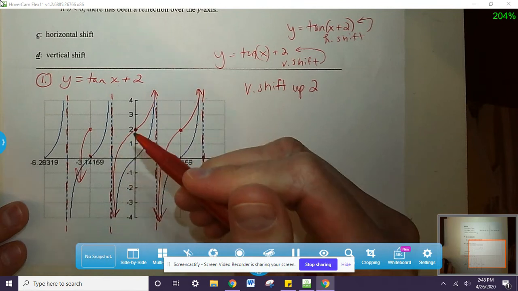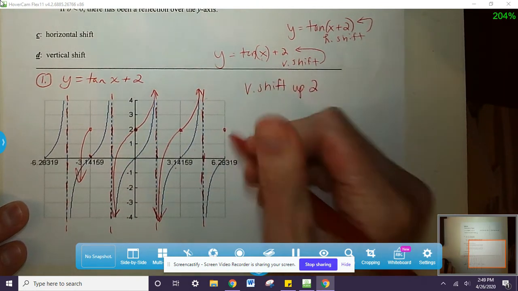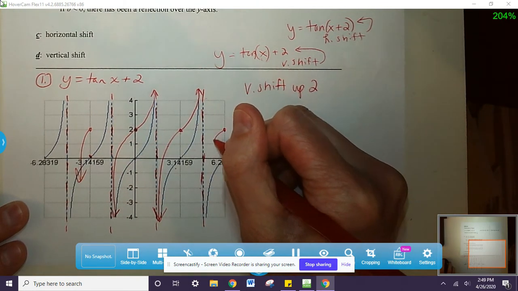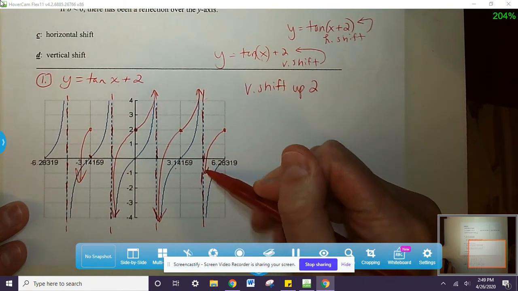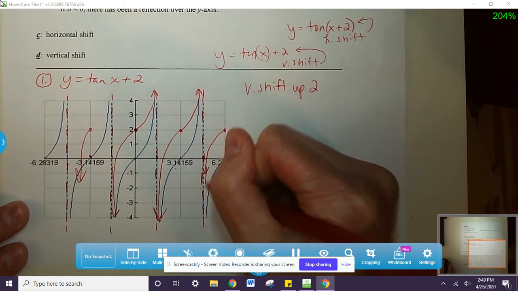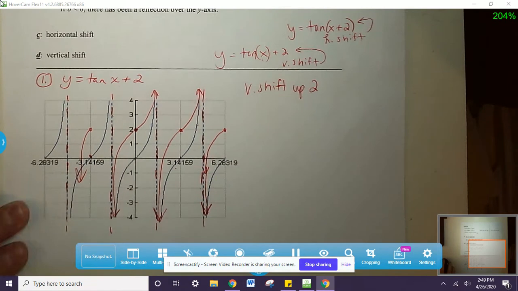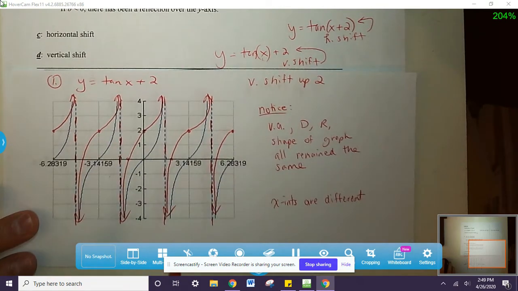And another thing you don't want to do is, even if you're good at approaching the asymptotes, don't stop your graph here, please. Continue that down to fill the viewing window before you draw that arrow. And I've tried to do that here to model what I'm looking for from you. Right, so that's a vertical shift.